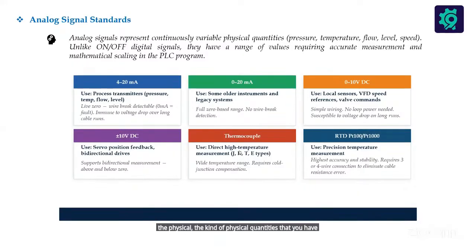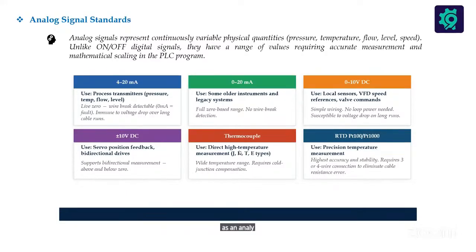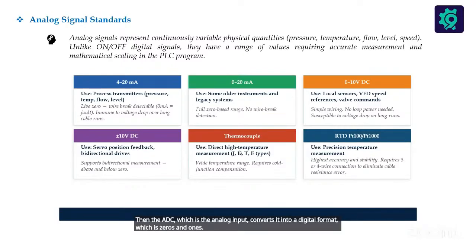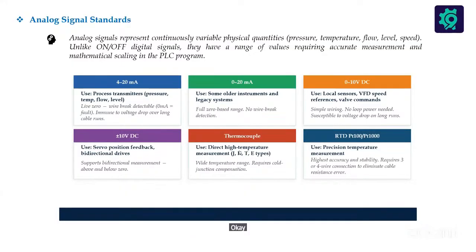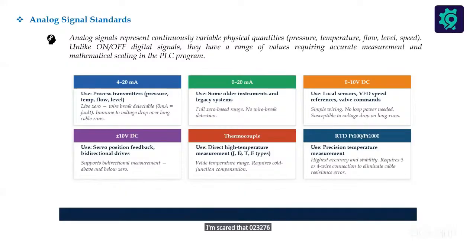Are we together? So let's take temperature for example. The 4 to 20 milliamps is coming into the PLC as an electrical signal. Then the ADC, which is the analog input module, converts it into digital format, which is zeros and ones, which can be seen in the range of 0 to 32768 inside the PLC. Those 0 to 32768 are what you will make use of in your programming, and scale that 0 to 32768 into your 0 to 100 degrees centigrade.